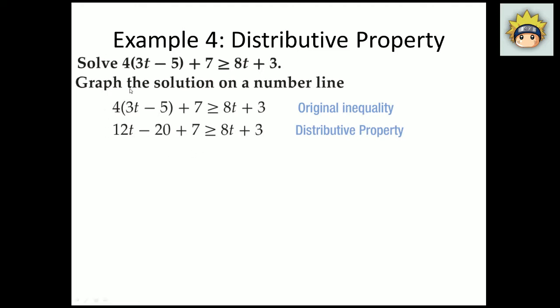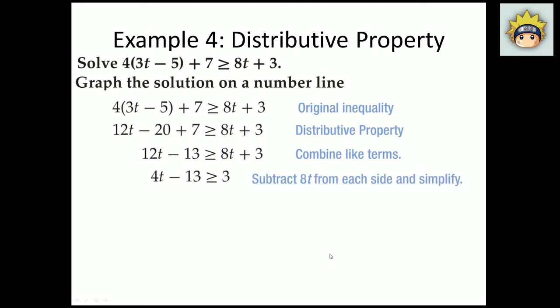The left-hand side was done on the previous slide. Combine like terms, so the negative 20 plus 7 becomes negative 13. Subtract 8t from both sides because that is the smallest of the variable terms. On the left-hand side, you have 4t minus 13 is greater than 3. Add 13 to both sides because I'm trying to get the variable on one side and the constants on the other side. 4t is greater than or equal to 16.